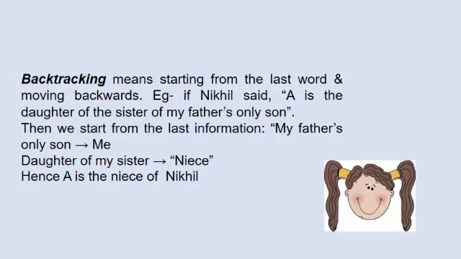So this is how we are backtracking. The last phrase is my father's only son. First, who is that? Second, next to that is the daughter of my sister, which you have found out is a niece. So hence A, who is mentioned by Nikhil in the statement, is a niece of Nikhil.